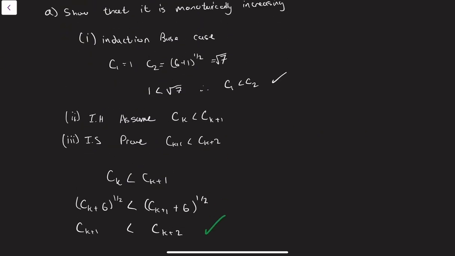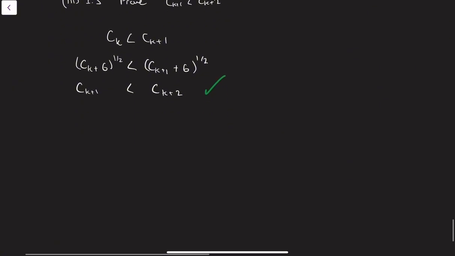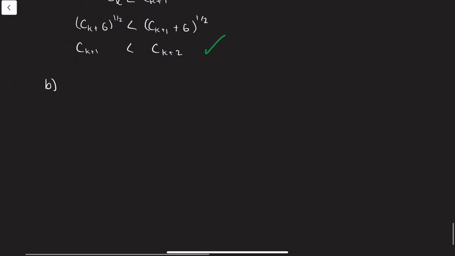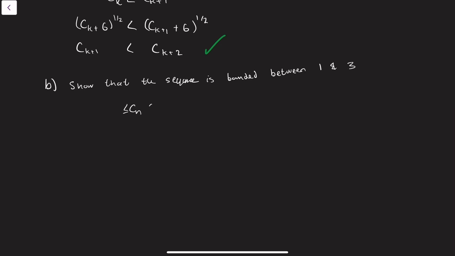I'm moving a bit quicker because we did this exactly in the last example. But the one I wanted to show you is here. Show that the sequence is bounded between 1 and 3. So Cn is greater than or equal to 1, but less than or equal to 3.